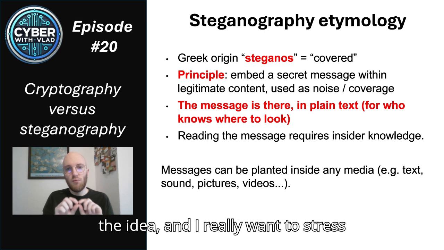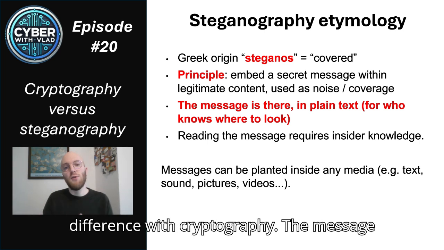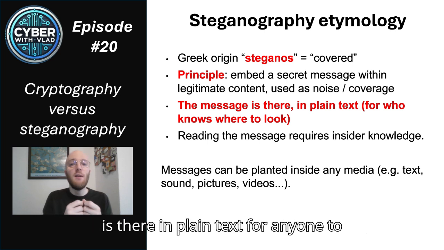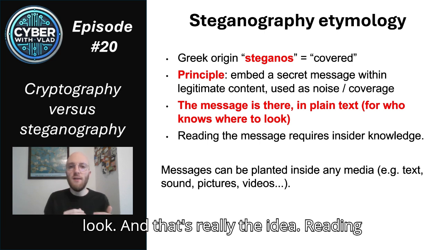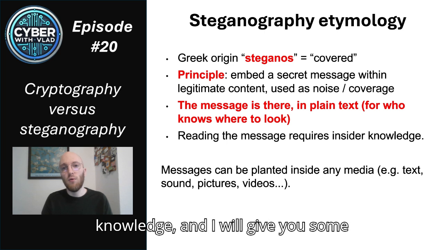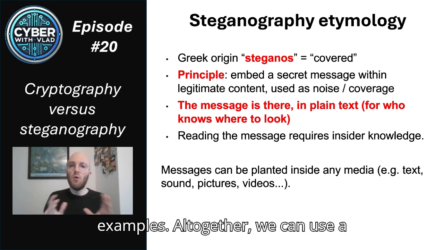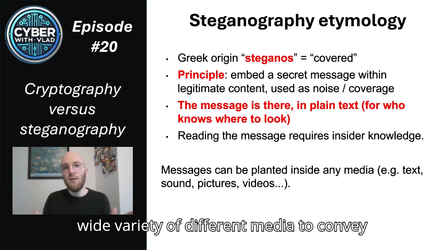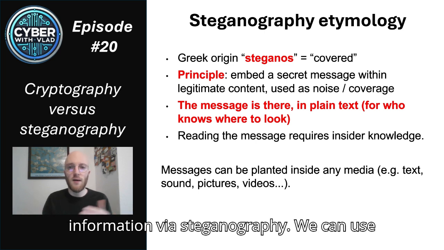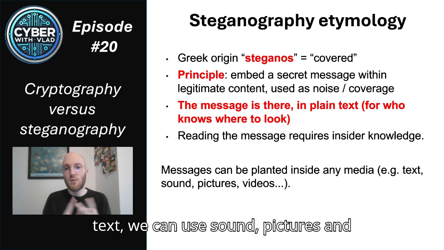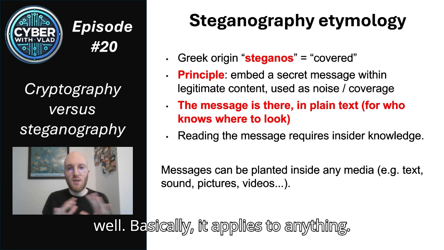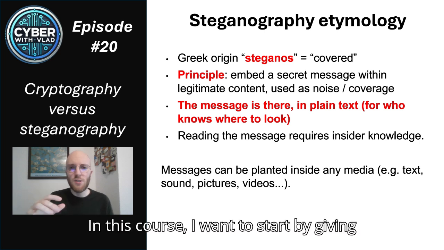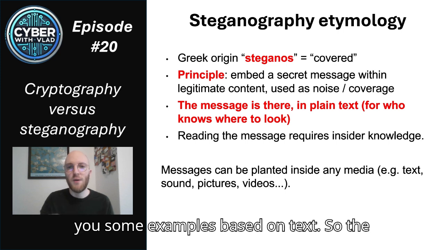I really want to stress this, because this is the main difference with cryptography: the message is there in plain text for anyone to see. However, for those who know where to look, that's really the idea. Reading the message requires insider knowledge, and I will give you some examples. We can use a wide variety of different media to convey information via steganography: text, sound, pictures and images, movies or videos as well. Basically, it applies to anything. In this course, I want to start by giving you some examples based on text.